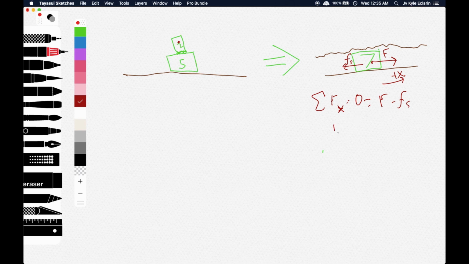So basically, F is equal to F_s, which is equal to mu times the normal force. And the normal force in this case is equal to mg. So F is equal to mu mg, where m is equal to 7.